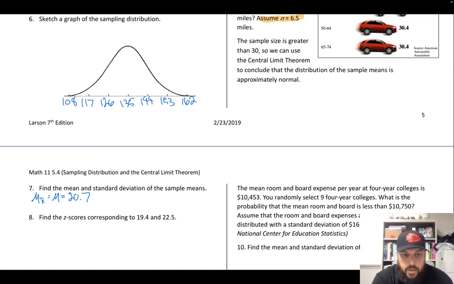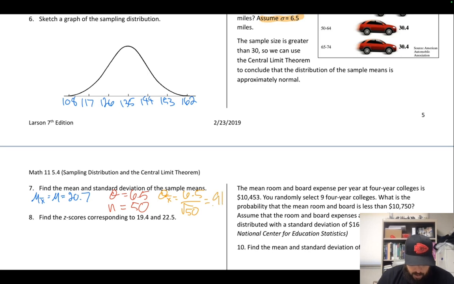And then the standard deviation, we had a 6.5, and n was 50. So then the sample standard deviation is 6.5 over the square root of 50, which then gives us 0.919.